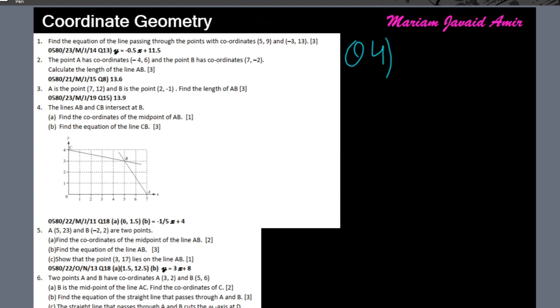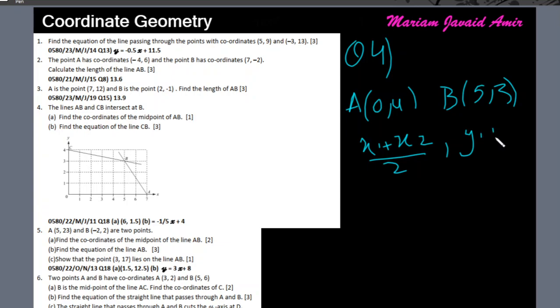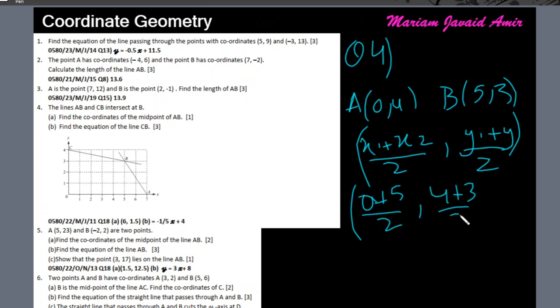The line AB and CD intersect at B. Find the coordinates of the midpoint of AB. So we know A is a point 0, 4 from the figure and B is a point 5, 3. To find midpoint, we use the formula x1 plus x2 over 2, y1 plus y2 over 2. So we'll do 0 plus 5 over 2, 4 plus 3 over 2. Which becomes 2.5, comma, I've taken wrong points for A, so I'll have to fix this.